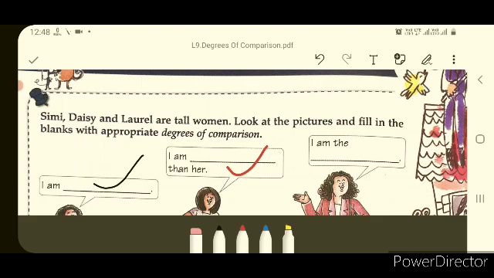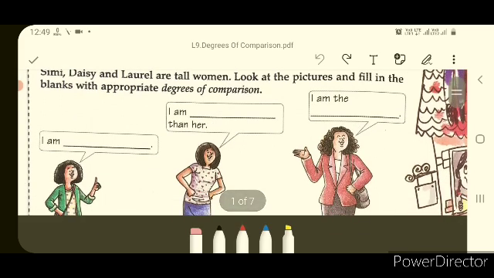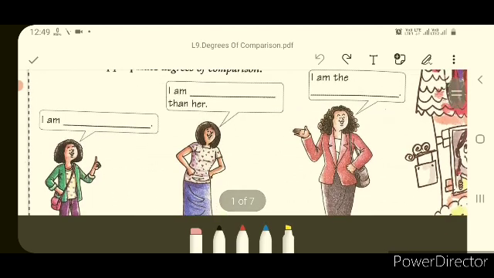So in order to compare, what sort of word do we use? We use words like taller, stronger, better, good, etc. Like tall, taller, tallest, strong, stronger, strongest, and so on. So let's see what sort of words we will be using in order to compare this. See, what can Simi say? Simi can say, I am tall, right?